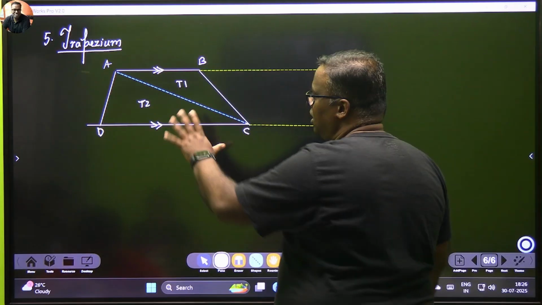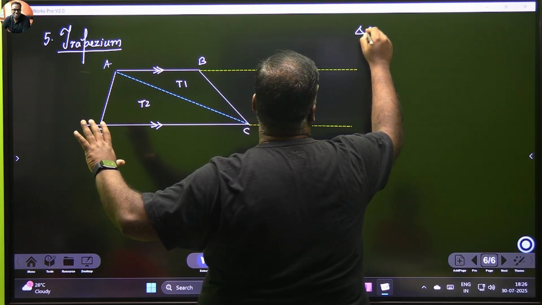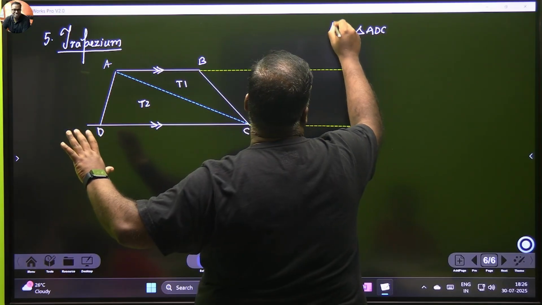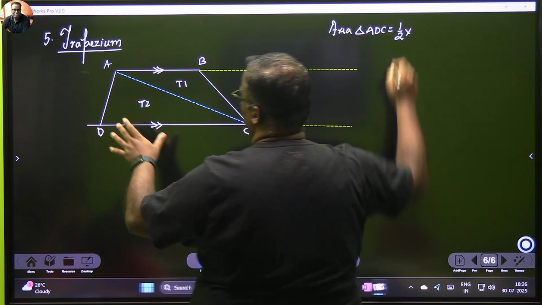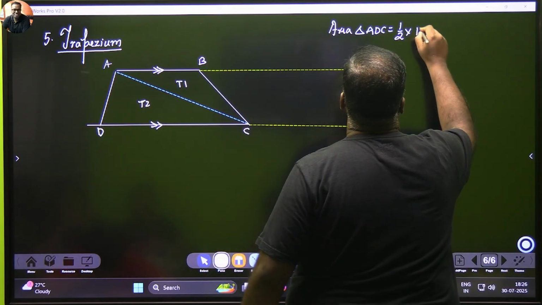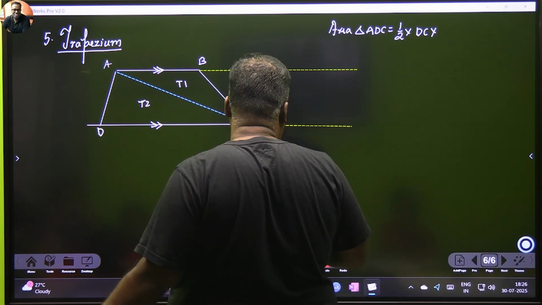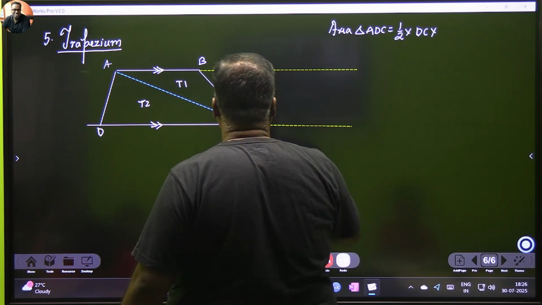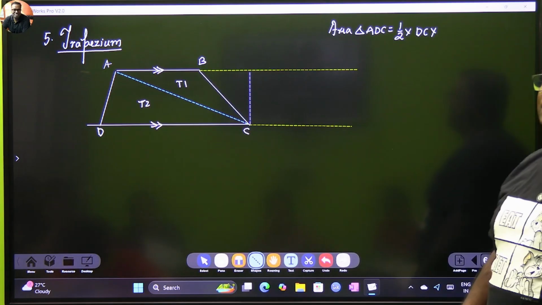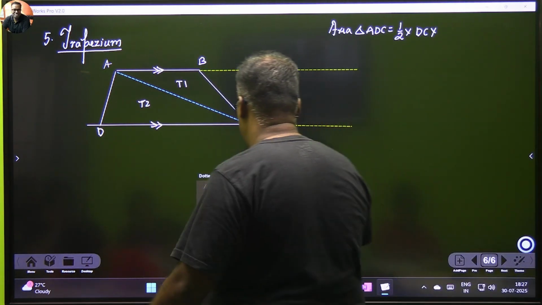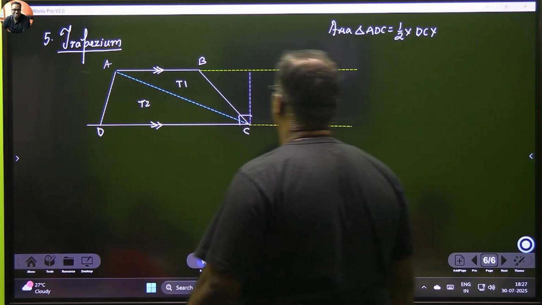To find the area of a triangle, let's first consider triangle ADC. You need half times base times height. We take DC as base, and we need the height. We are very smart kids now; we know how to take the height. The height should always make a 90 degree angle with the base.